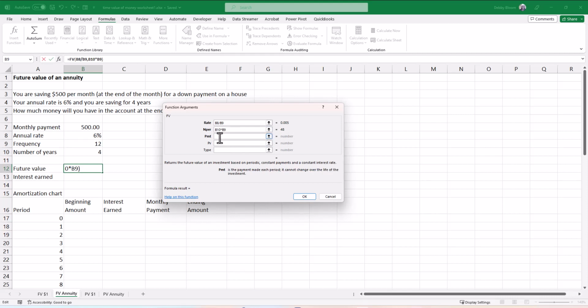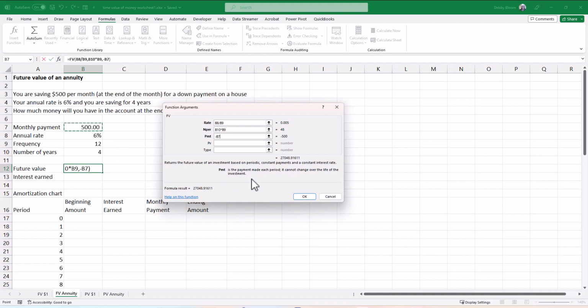Now I'm going to click in the PMT box. PMT is the payment made each period. So I'm going to type a negative sign because we're making this payment. We're putting it into a savings account. We're spending money. So negative, and then click on the $500 monthly payment, cell B7.